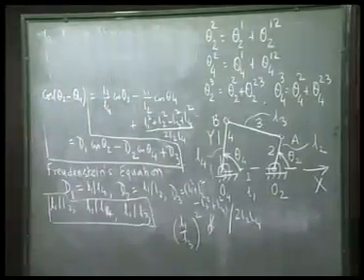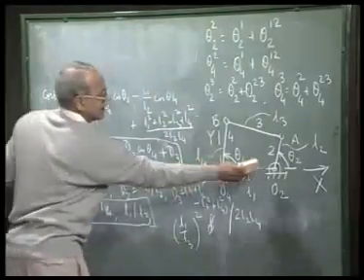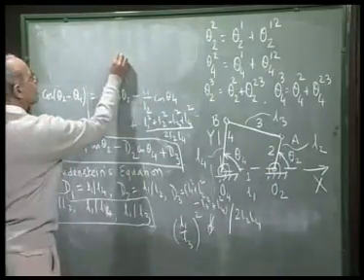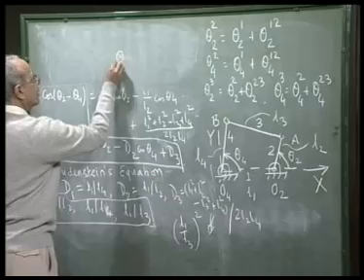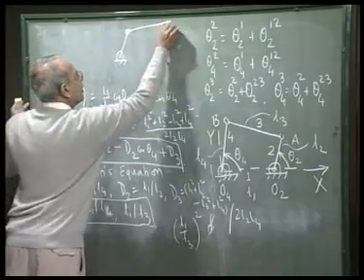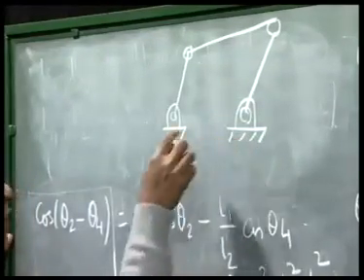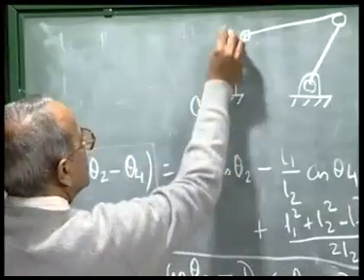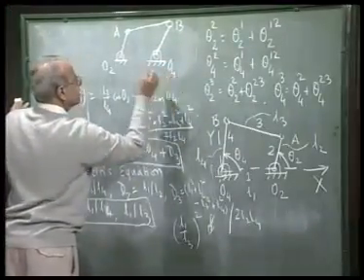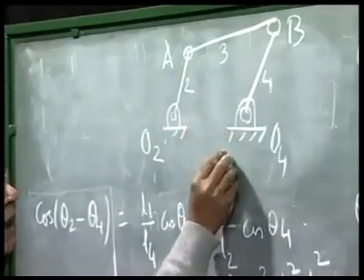I would also like to say that sometimes maybe the input link is on the left hand side and the output link is on the right hand side. That means the four-bar linkage may be in this configuration: this is the input link, this is the coupler, this is the output link, and this is the fixed link.